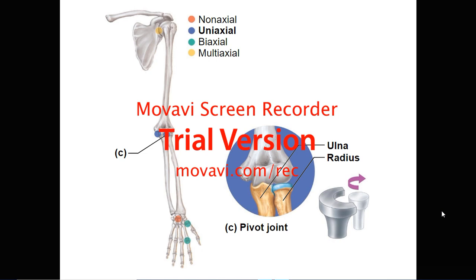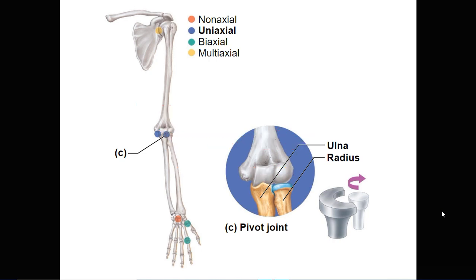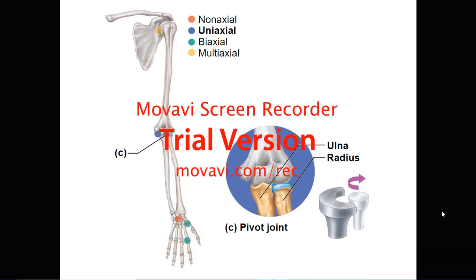Okay, so that's the example of a pivot joint, and that's also an example of uniaxial movement in one plane.